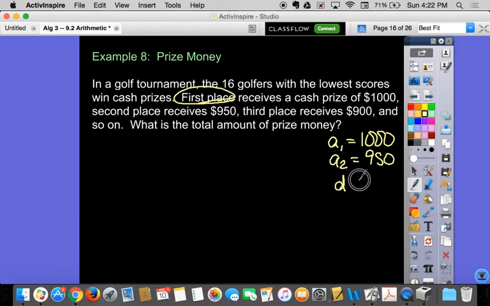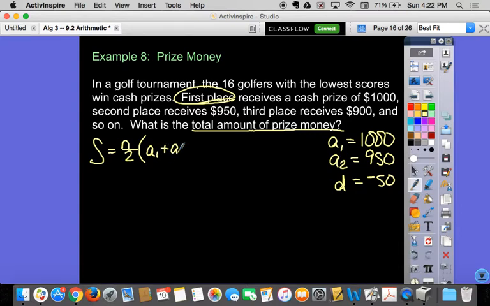What is d? Minus 50. And it does tell you on and on and so forth. What is the total amount of prize money? So what this is asking me for is the sum of all the prizes. So n over 2, a sub 1 plus a sub n.